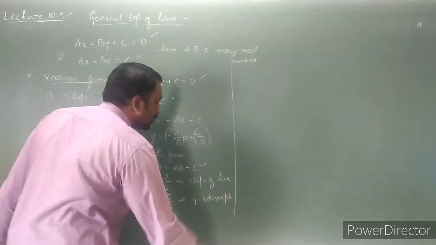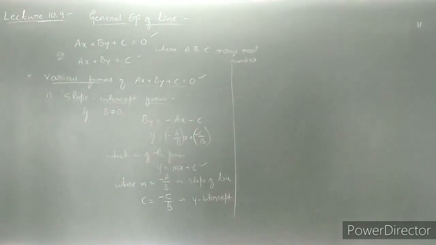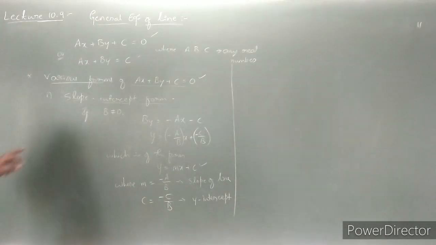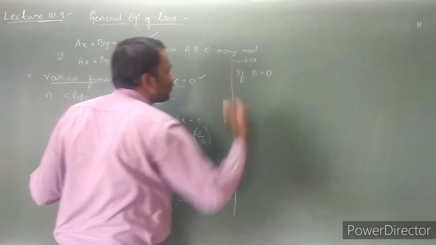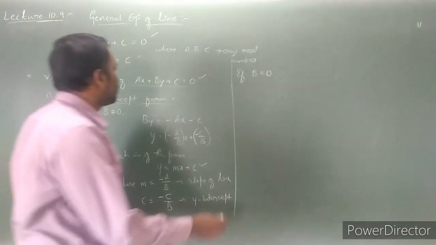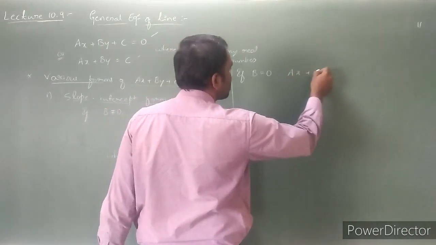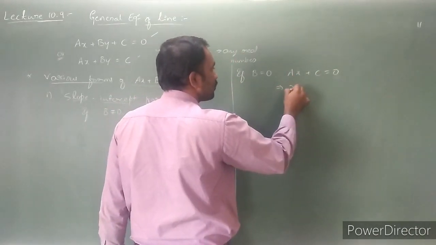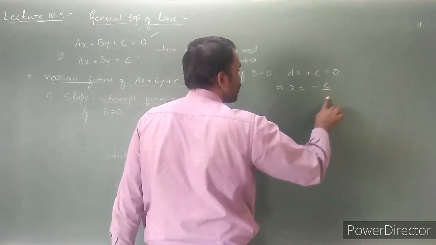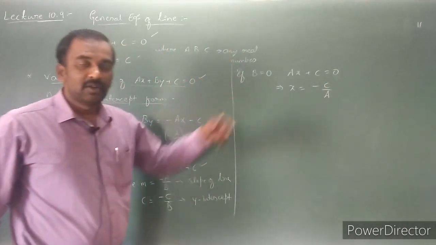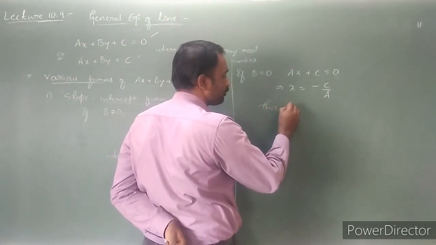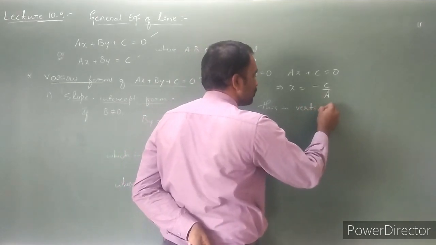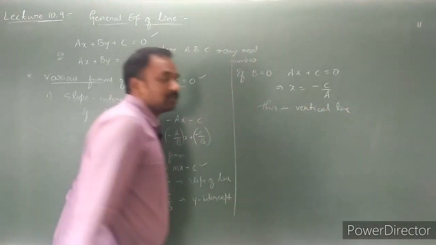This is how we need to find the required slope and the y-intercept. Suppose, what happens if b is equal to 0? Second case, if b becomes 0, the general equation of the line can be written as ax plus c is equal to 0. So from this we will get x is equal to minus c by a. What does this mean? This becomes a vertical line.